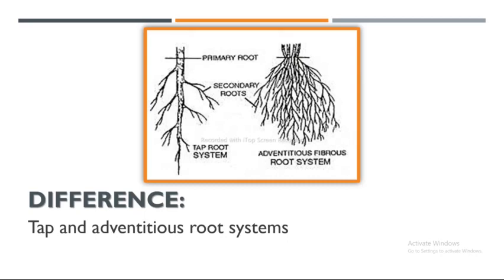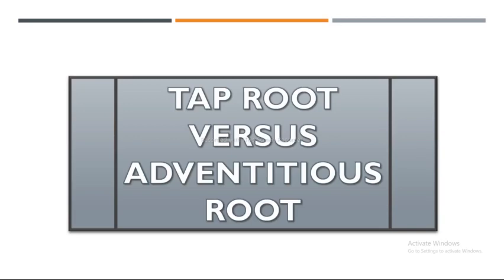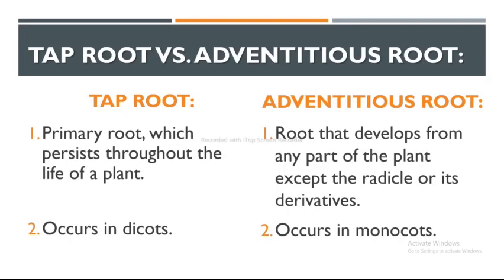The difference between the taproot and adventitious root system is shown in the figure. In both figures you can see that this is the primary root, these are secondary roots, this is the taproot system and this is the adventitious fibrous root system. Next I am going to discuss the taproot versus the adventitious root. First I will discuss the taproot and then I will discuss the adventitious root.